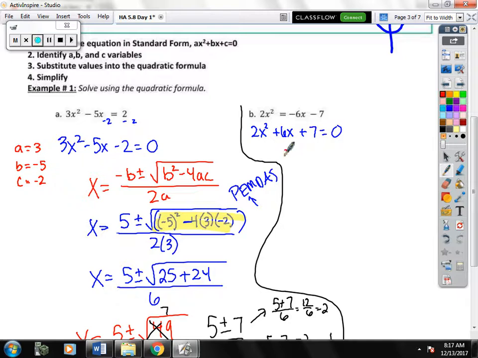Identify what our a, b, and c are. So a is 2, b is a positive 6, and c is a positive 7. Had you moved it over, they would all be negatives. You will get the same answer however you do it.